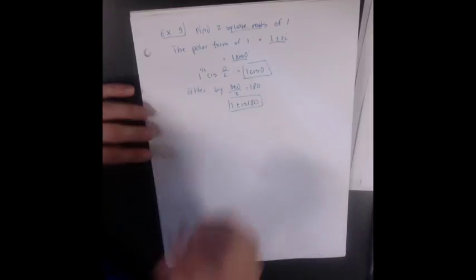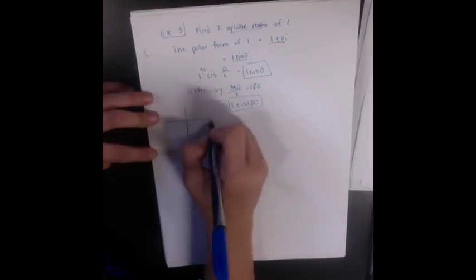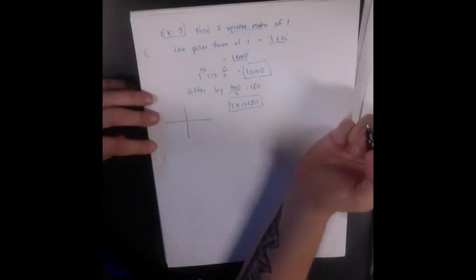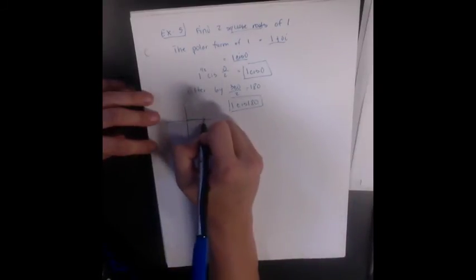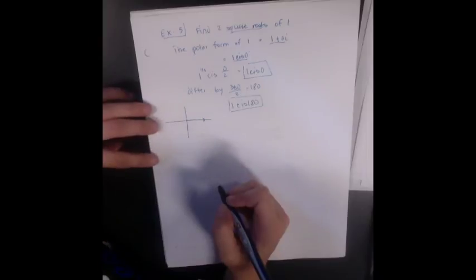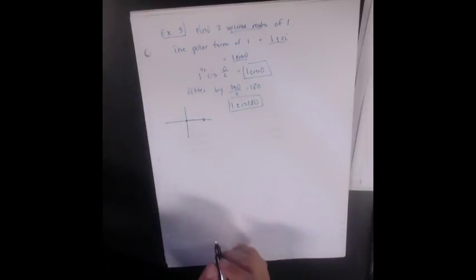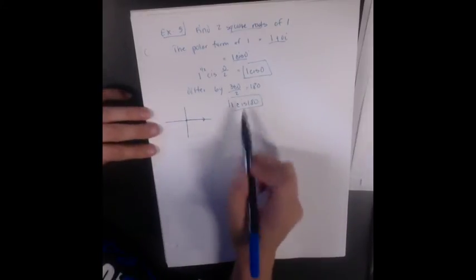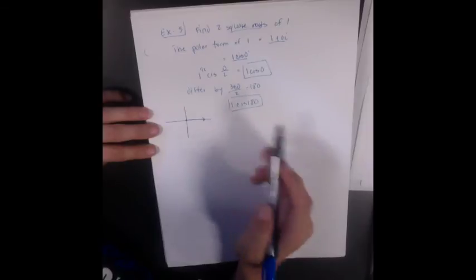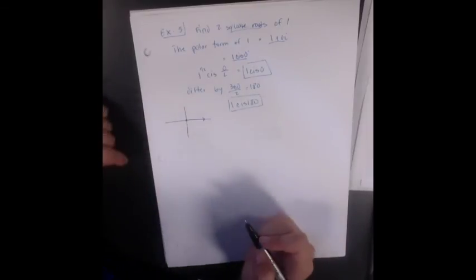Which makes sense because if we graph this, at 0, we have this vector here, and we're finding our complex root. It's the other way.